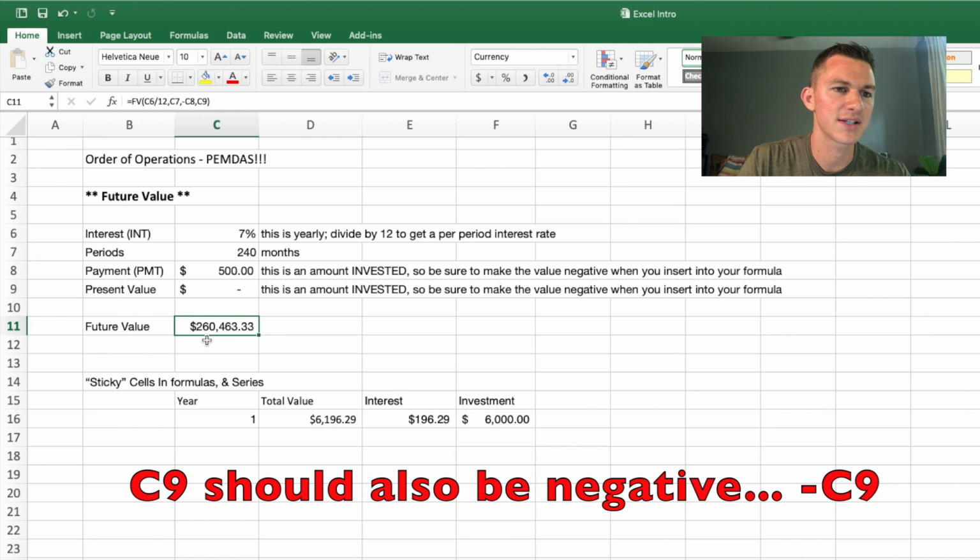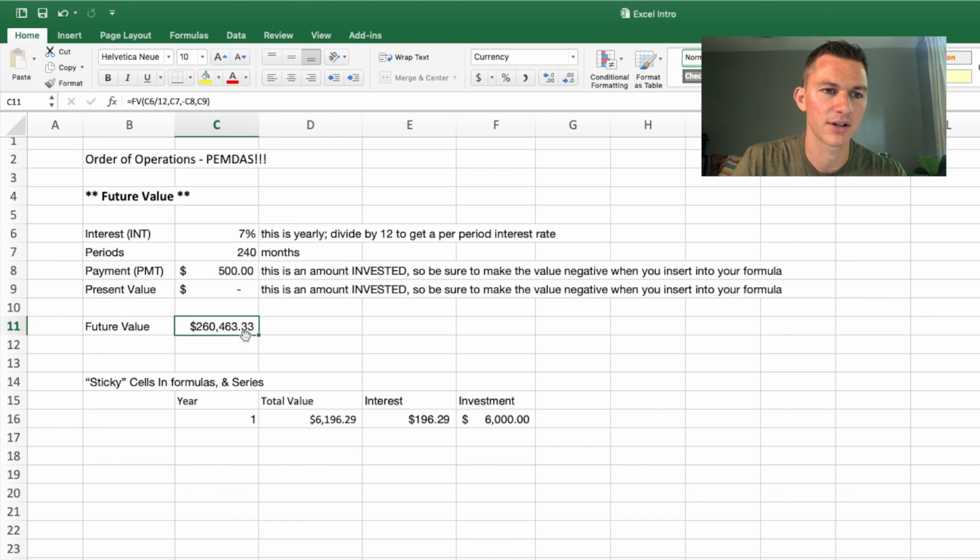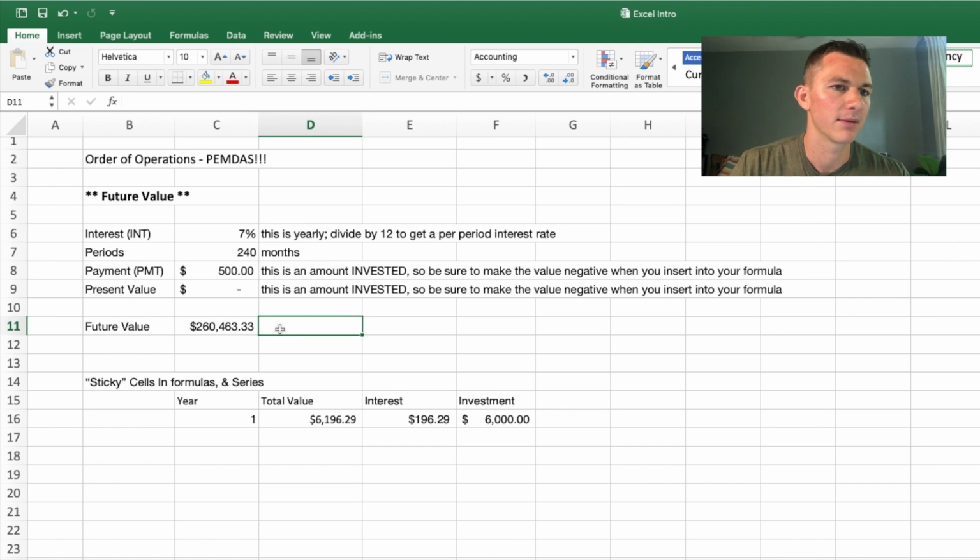So now we have $260,463.33 at 20 years. So if you were to save $500 per month for the next 20 years and you get a 7% interest rate, this is how much money you would have in that retirement account. That's decent. That's not very much, but for a lot of people that's really good. So if we can just get them to save $500 per month.